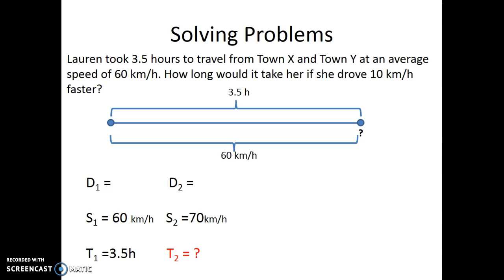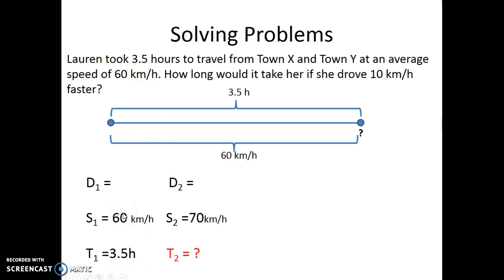Okay, let's run through this. So I've got my chart over here. I've got distance 1. I don't know it yet. I don't know how far apart the towns are. But I've got a speed 1 of 60 kilometers per hour. Get that from right here. And we read that it took her 3.5 hours to get from X to Y.